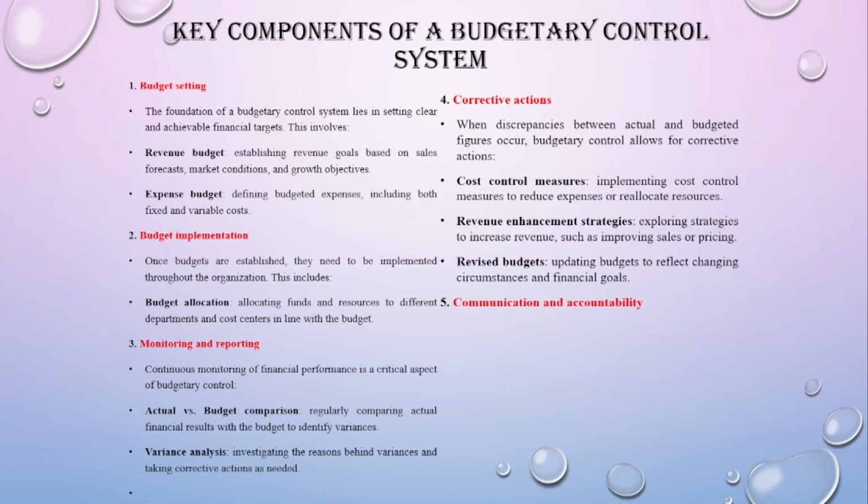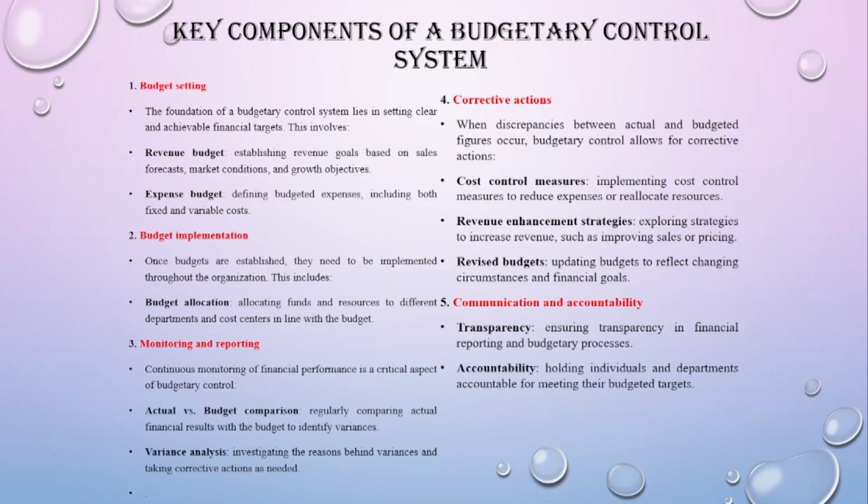Fifth aspect, that is communication and accountability. What is communication and accountability? It includes transparency. What is transparency? Ensuring transparency in financial reporting and budgeting processes. Accountability: holding individuals and departments accountable for meeting their budgeted targets.